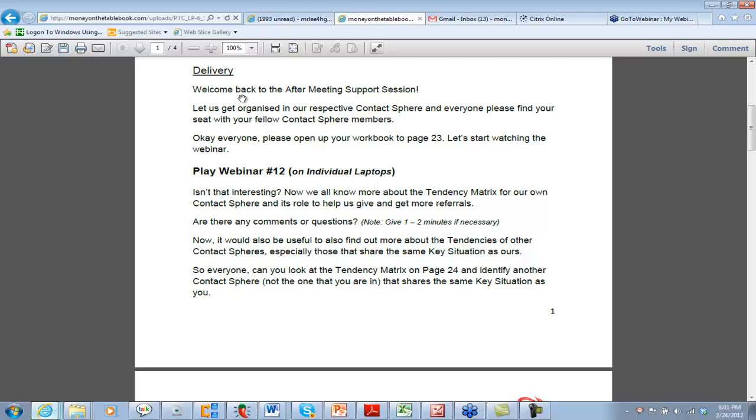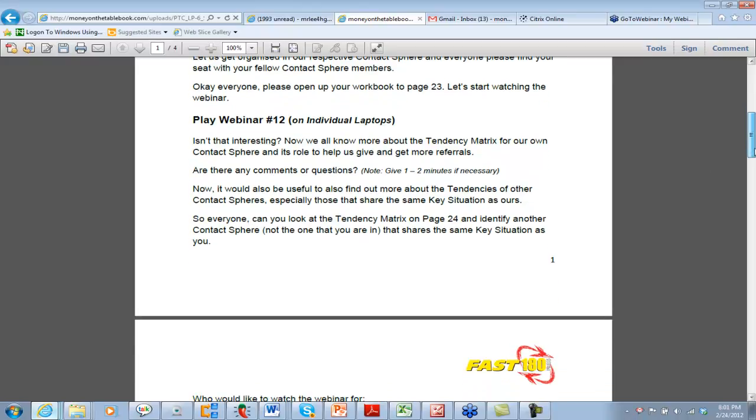Okay, everybody, welcome back to the after meeting support session. Let's get organized in our respective contact sphere, and everyone please find your seat with your fellow contact sphere members. So remember, we've got the laptops spread around the room.